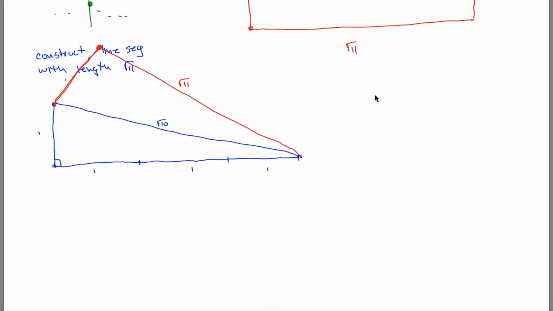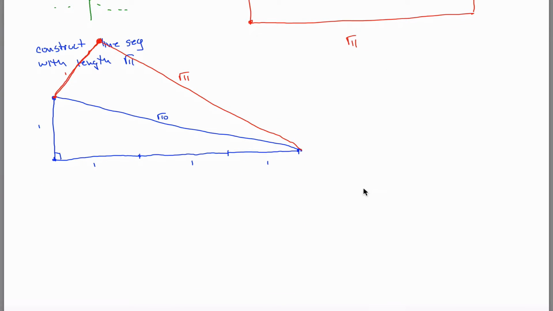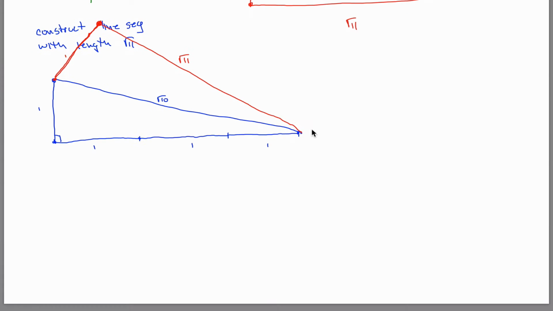So how am I going to draw that thing? Well, I can start out by using my, should I try to draw these to scale? I guess. I can draw a line, and I can measure out length 1. I can do that 5 times.